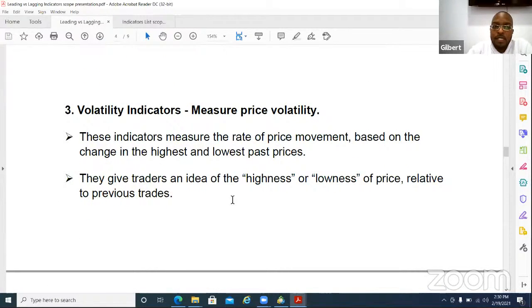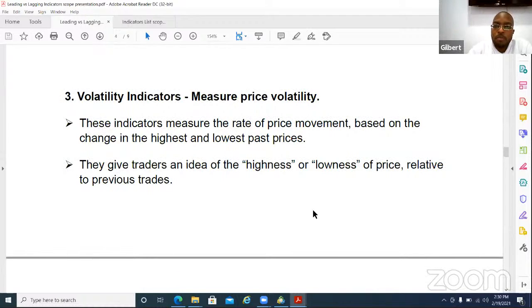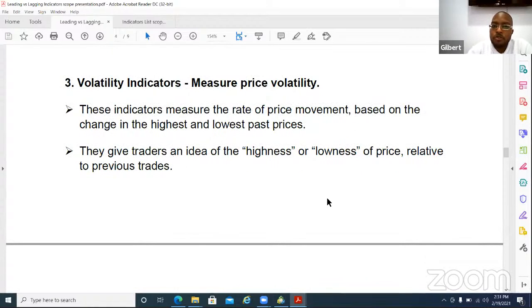Then we have volatility indicators, and volatility indicators usually measure price volatility. Now, these indicators measure the rate of price movement based on the change in the highest and lowest prices. And what they do is give the traders an idea about the highness and lowness of price relative to previous closing prices.